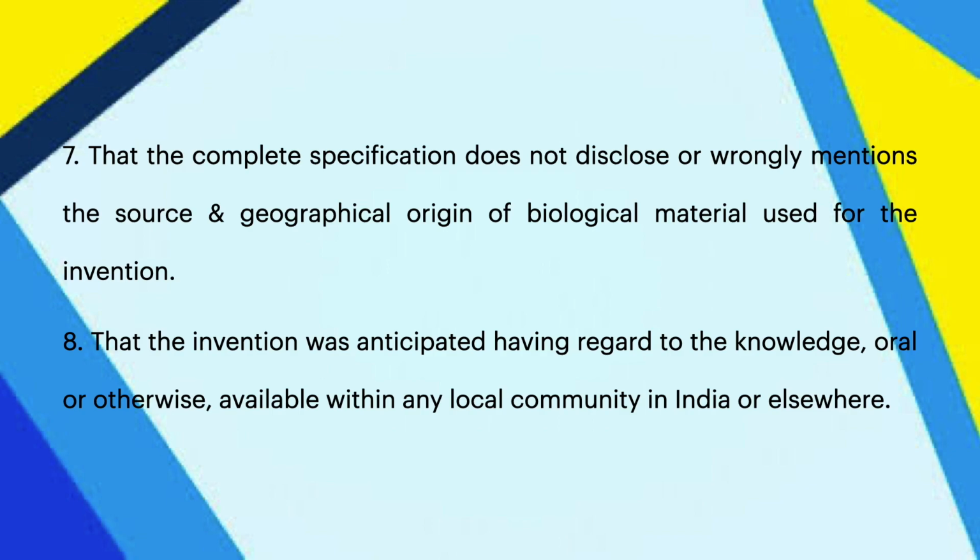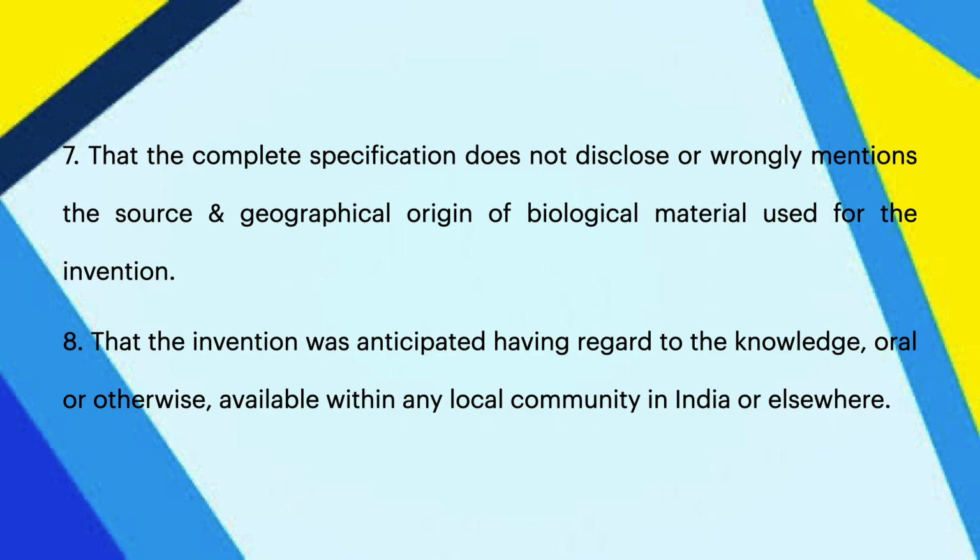Next, seventh one, that the complete specification does not disclose or wrongly mentions the source and geographical origin of biological material used for the invention. Okay, whatever in step 2 of the application you have specified or disclosed about the invention, either that specification does not disclose the actual invention or it wrongly mentions the source and the geographical origin of the biological material used for the invention.